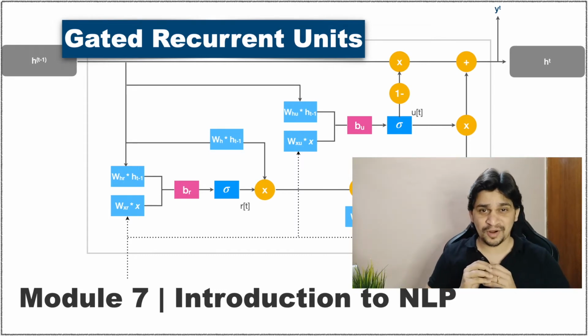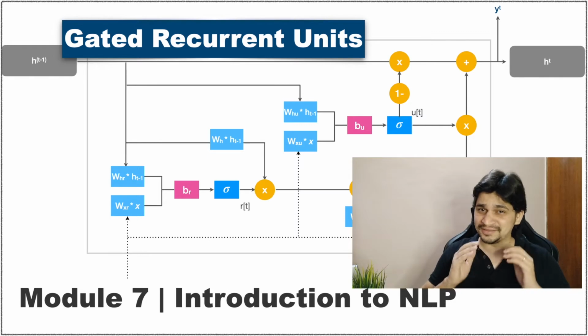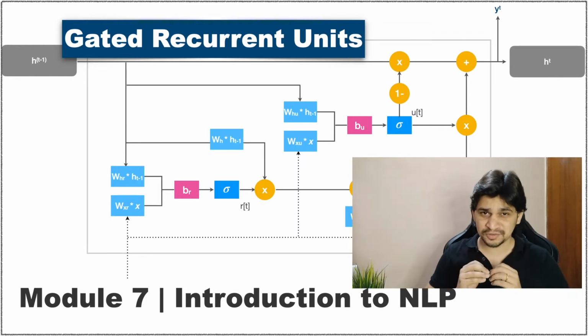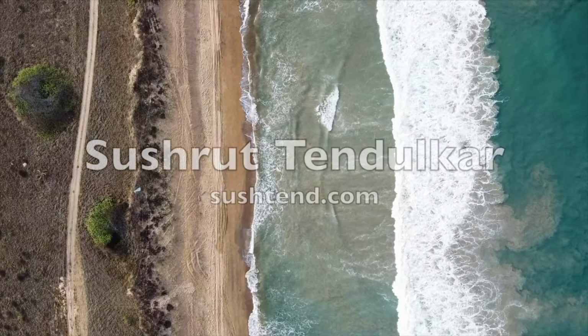This is the 7th module in the series Introduction to Natural Language Processing. In this video, we're going to learn about GRUs or Gated Recurrent Units, their need, the architecture and the comparison with LSTMs. Let's get started.